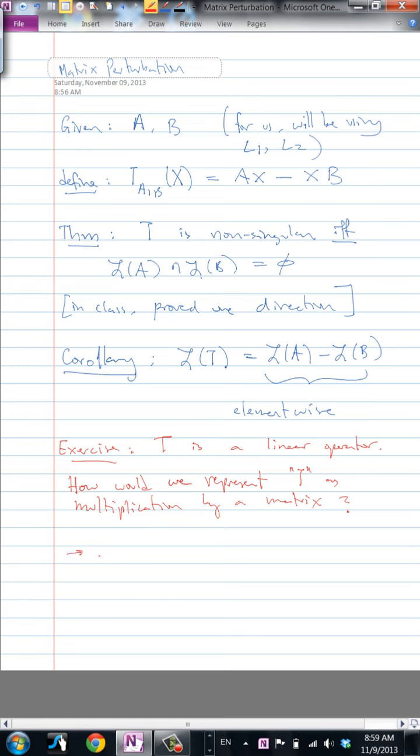So the point is that any linear operator in finite dimensions, which is what we have now, can be represented as multiplication by a matrix. And left multiplication. So left multiplication by a matrix. So check how that would be done.